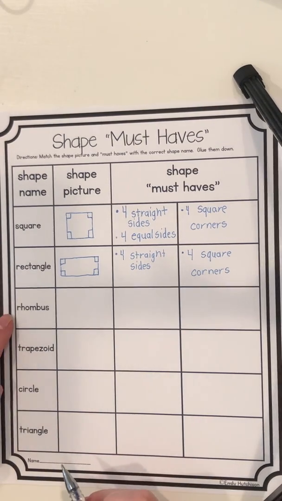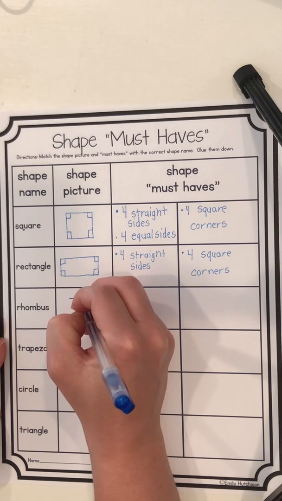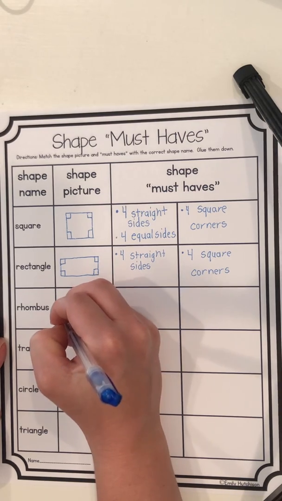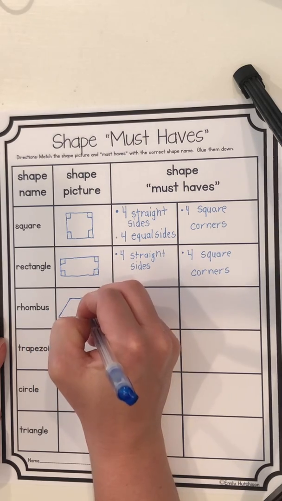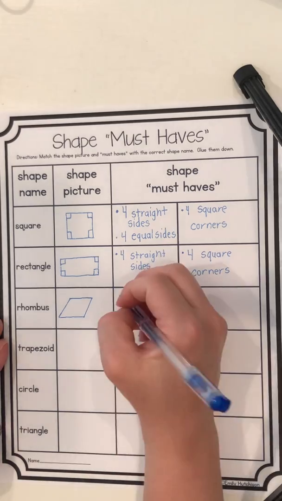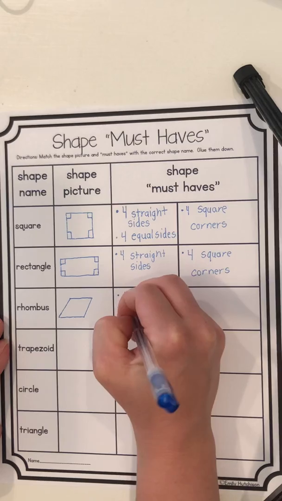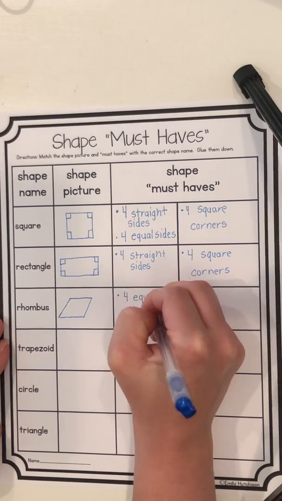Okay, so our next shape is a rhombus. Now a rhombus looks similar to a rectangle, but it's almost like they took a rectangle and slanted it on its side. So a rhombus, and it's a little bit trickier to draw. Some also call it a diamond. Okay. A rhombus does have 4 equal sides. And they have to be straight.